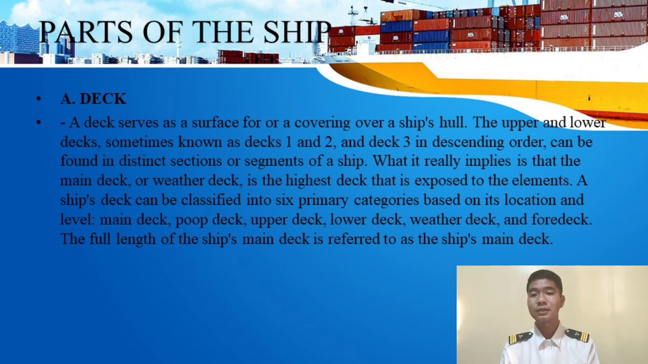What it really implies is that the main deck or weather deck is the highest deck that is exposed to the elements. A ship's deck can be classified into 6 primary categories based on its location and level: main deck, poop deck, upper deck, lower deck, weather deck, and foredeck. The full length of the ship's main deck is referred to as the ship's main deck.